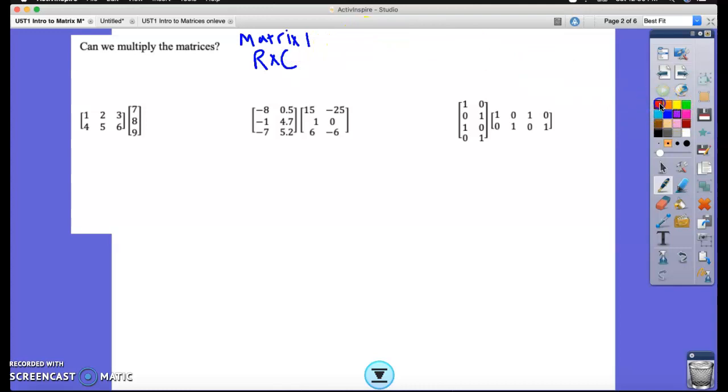Then you're going to go, let's do red, matrix 2, your second matrix. And you're going to find its size with its rows and its columns. And the key to being able to tell if you can multiply them is the two closest values, the columns of the first and the rows of the second, need to be equal. Can we multiply the matrices? Only if the columns of the first equals the rows of the second.